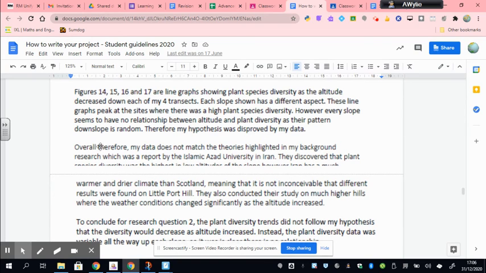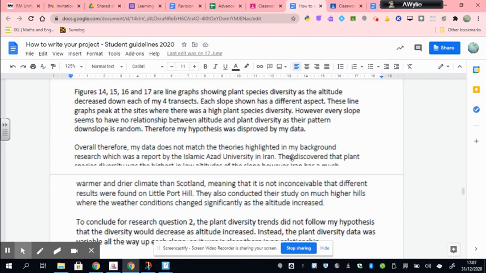And down here you can see that the student said, overall, therefore, my data does not match the theories highlighted in my background research, which was a report by the Islamic Azad University in Iran. Now, that's what this bit of text is, what I would call being explicit about saying whether there is a link or not a link between your results and other people's results, or between 2 bits of data that you've gathered that are in different sections of your project, for example, research question 1 and 2.